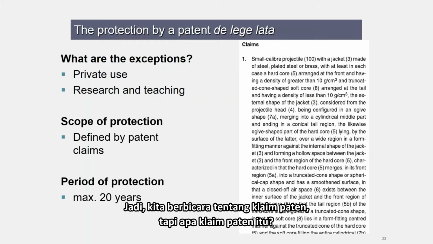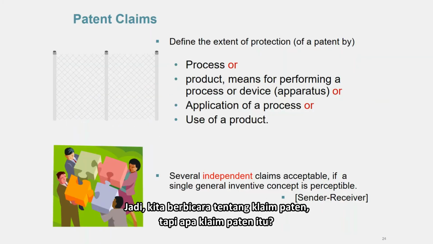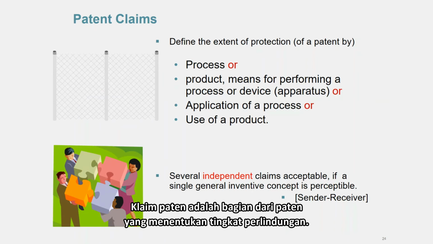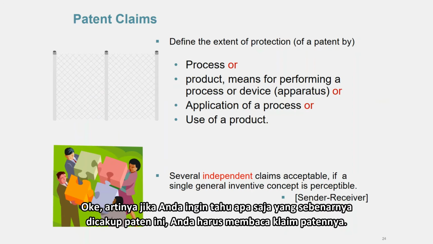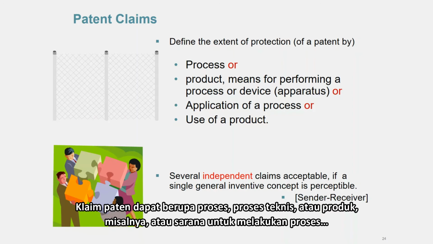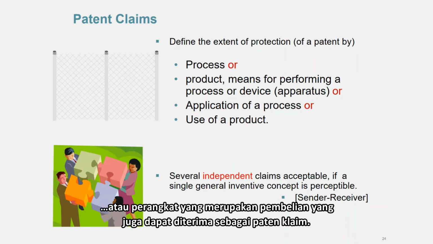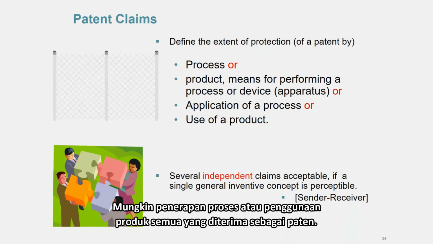So we talked about patent claims, but what are those patent claims? The patent claims are the part of the patent that defines the extent of protection. It means if you want to know what this patent in fact covers, you have to read the patent claim. A patent claim can be either about a process, a technical process, or about a product, for example, or means for performing a process, or a device, that is an apparatus, which is also acceptable as a patent claim. It might be the application of a process or the use of a product. All that are accepted as a patent claim.